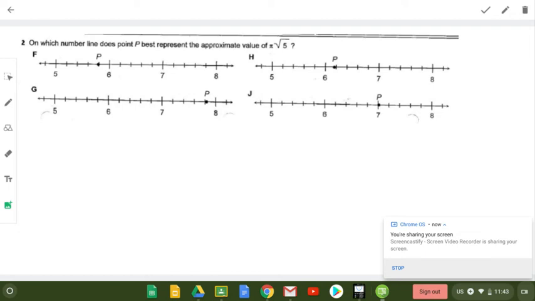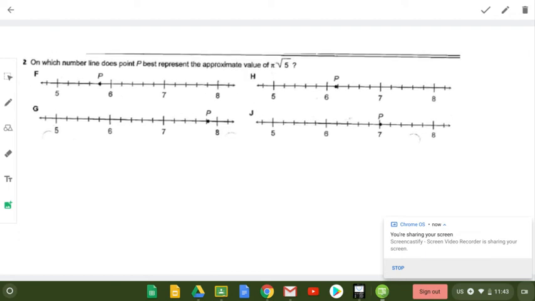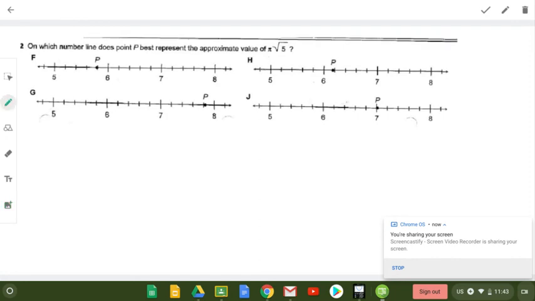Here is what I would do if I don't have a calculator available. I know pi is more than 3, so I'm going to indicate that pi is greater than 3. It's about 3.14.